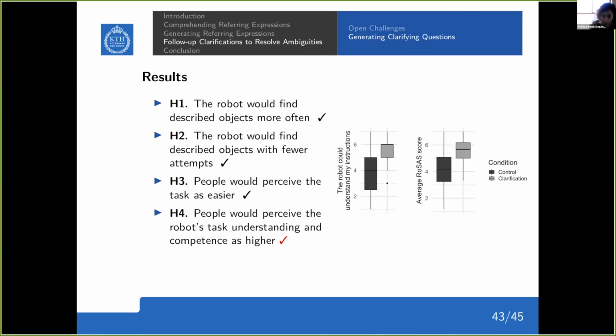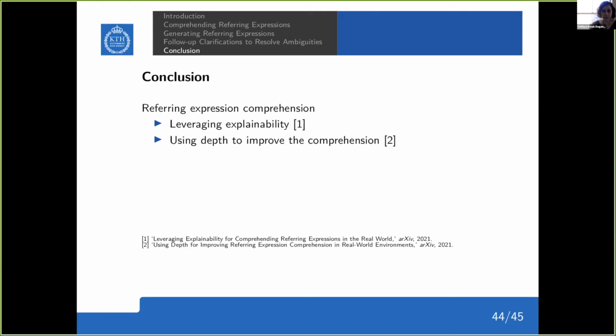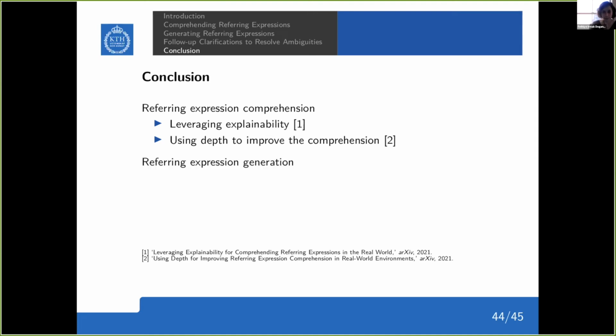So let's move to the conclusion. I started the presentation with referring expression comprehension, basically how to find described objects, how to find the objects that fit the user's description. I first explained our method based on explainability and the GradCam module. Then I described how we improved this method with depth features to improve comprehension.